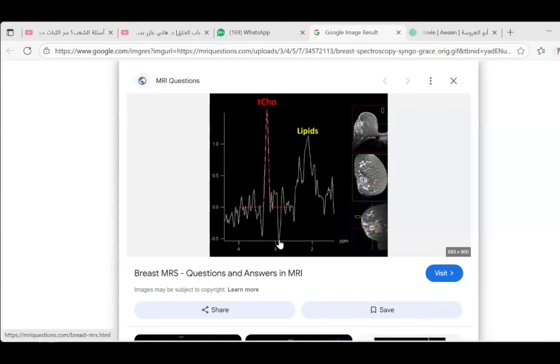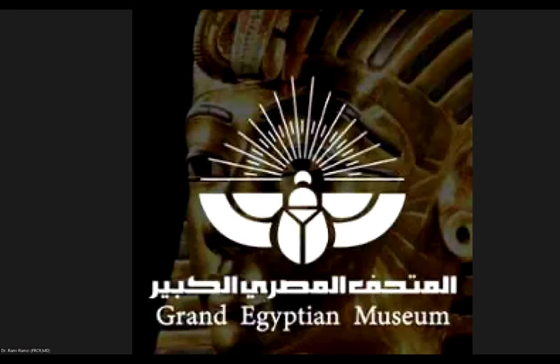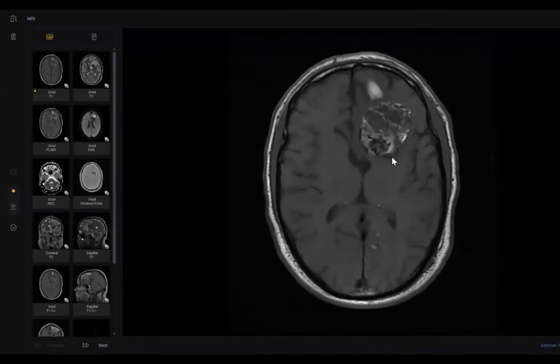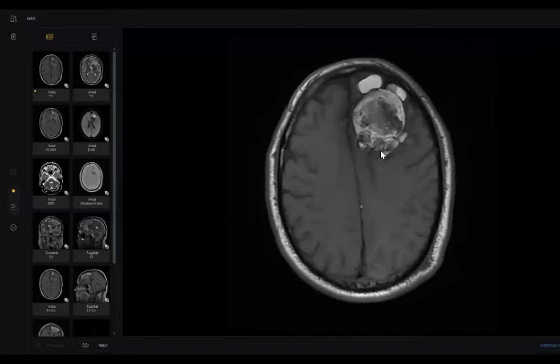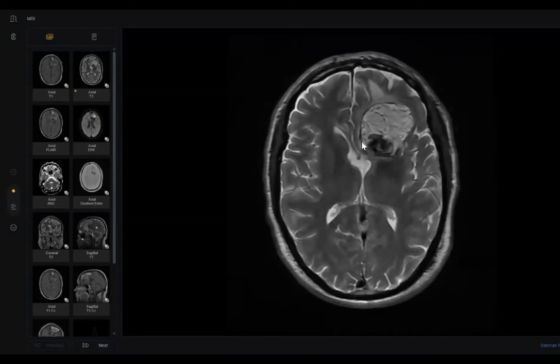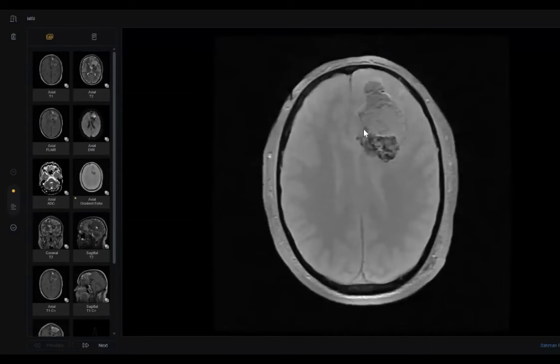Then here is N-acetyl aspartate. Then choline is the last one, at about 3.5. So our peak is lipid, correct? Lipid peak, yes. And we have high T1, and this is a T1 high lipid-containing lesion. Yes, it could be a dermoid. Dermoid, very simple, and with calcification here.